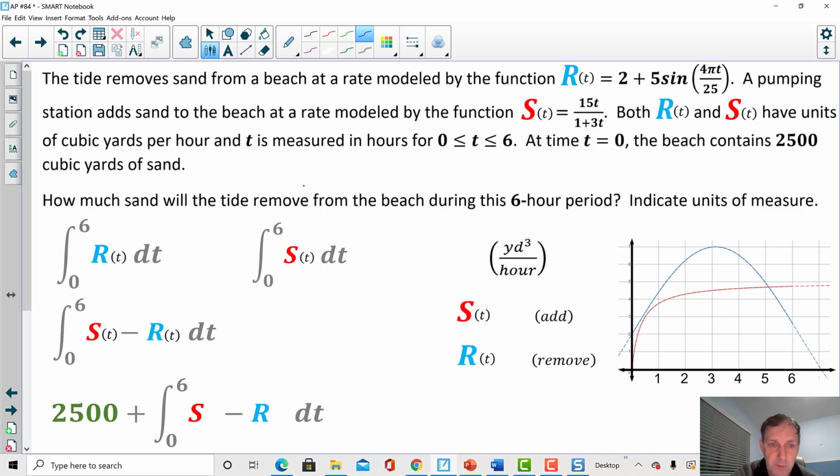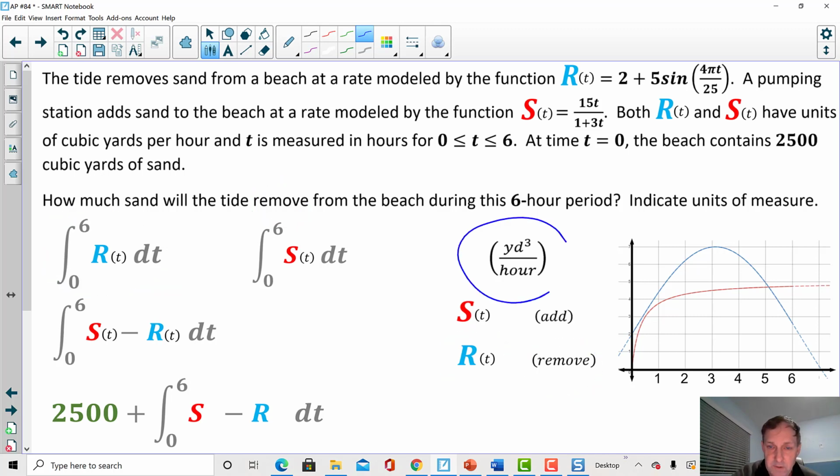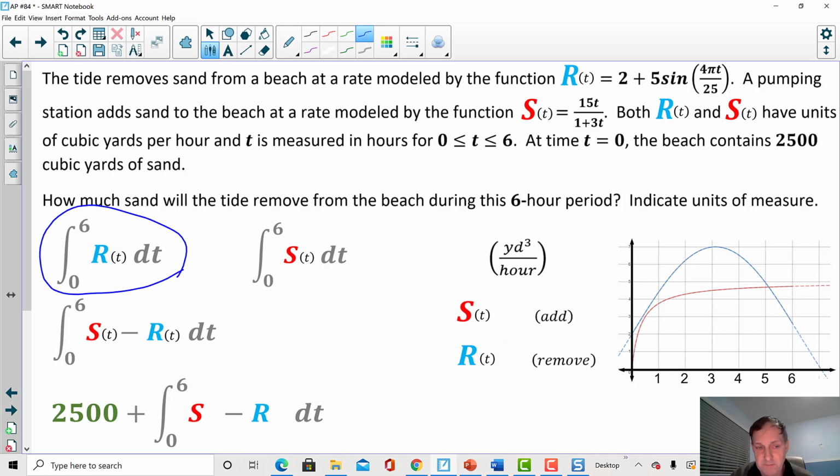So the amount that's removed is just going to be this amount right here, and that's it. So the integral from 0 to 6 of the r of t function, because the r of t function is the rate that the sand is being removed. Remember, it has units of cubic yards per hour. So if you do the integral of that rate function, it's going to cancel 1 unit of time from the bottom, and it will have units of cubic yards. So for this question, we just want to do this integral and then stop.